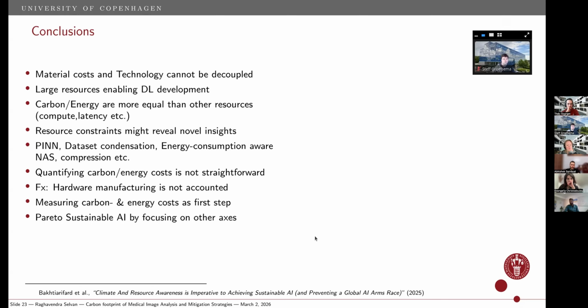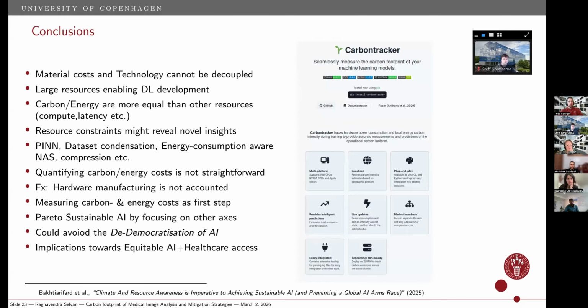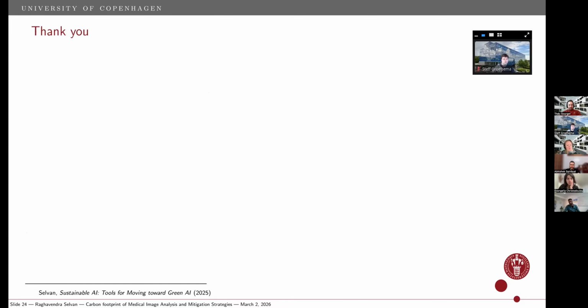So I think there's the question of access and democratization, but we can keep that for another discussion. So try out Carbon Tracker.